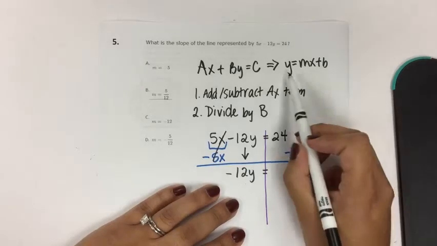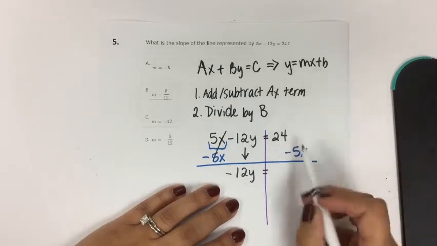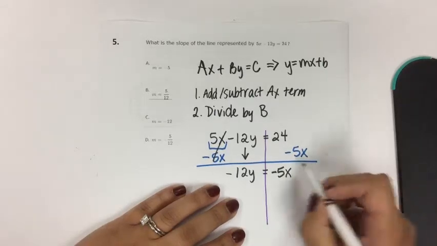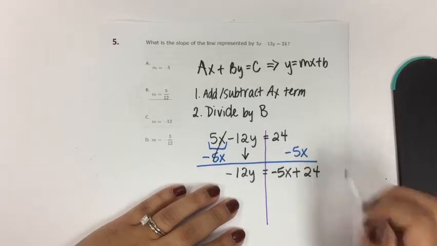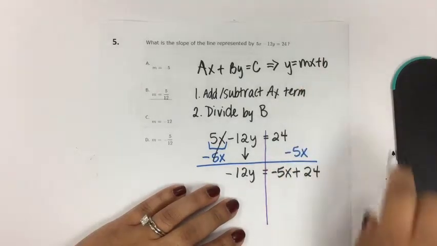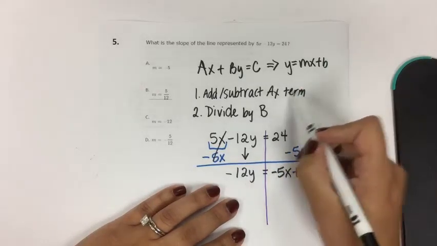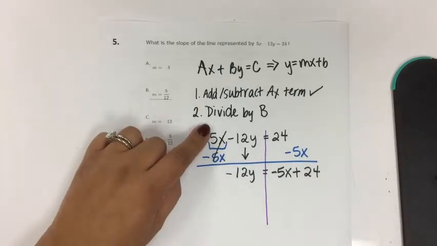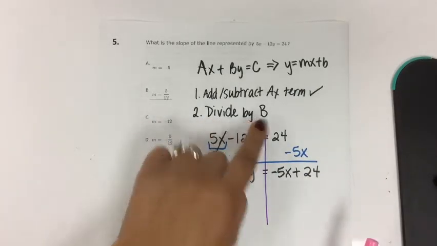And so I can get it to look more like slope-intercept form, I'm going to switch these 2, and put my negative 5x first, plus 24. I'm simply just going to flip them. So my first step is done. My second step is to divide by b.